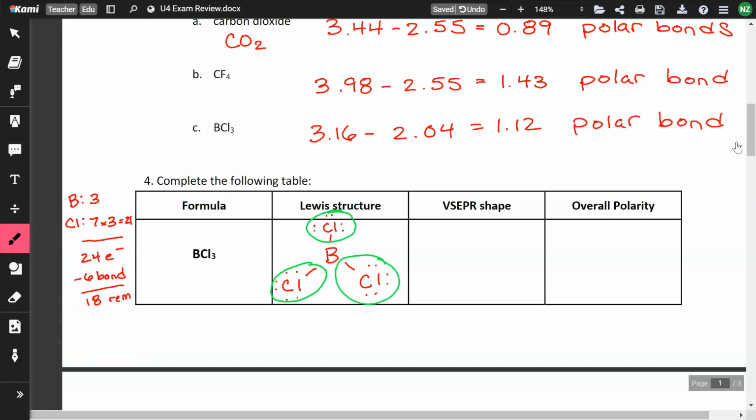None of them are lone pairs. So this will be a trigonal planar. Everything that's attached to the central atom is the same all the way around. We don't have any lone pair on our central atom, so this will be nonpolar.